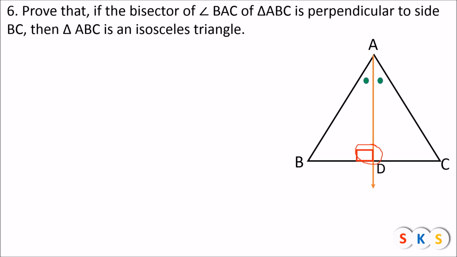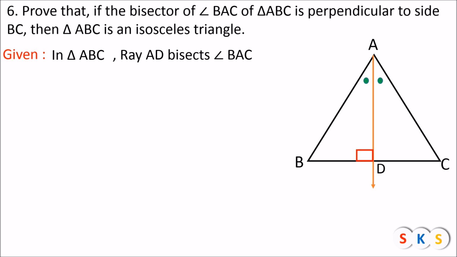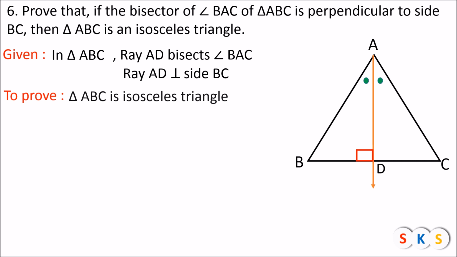Now let's see the given part. What is given here? In triangle ABC, ray AD bisects angle BAC, correct? And ray AD is perpendicular to side BC. To prove, we have to prove triangle ABC is an isosceles triangle. So what is an isosceles triangle? A triangle having two sides equal is known as an isosceles triangle. So to prove triangle ABC is an isosceles triangle, I have to prove two sides of this triangle are equal.